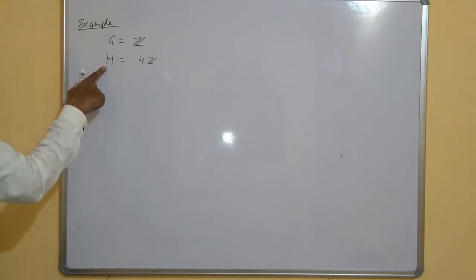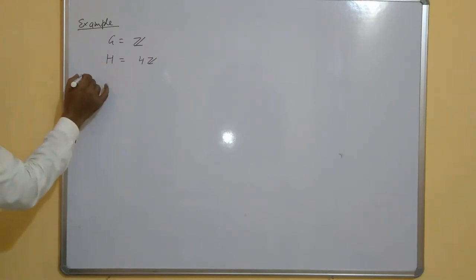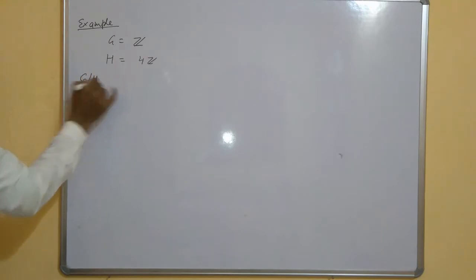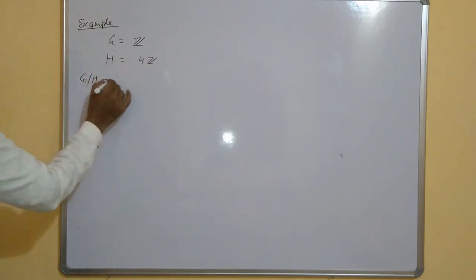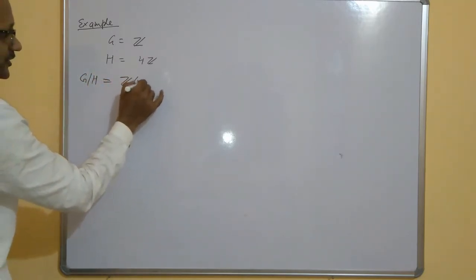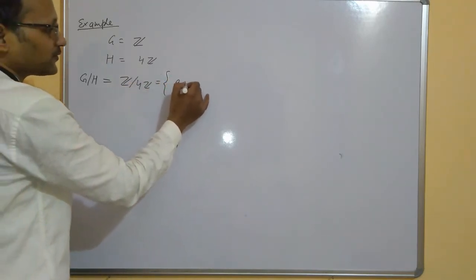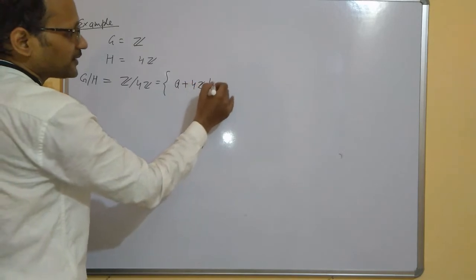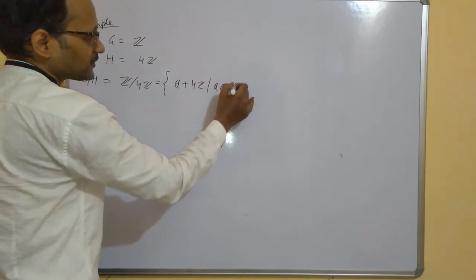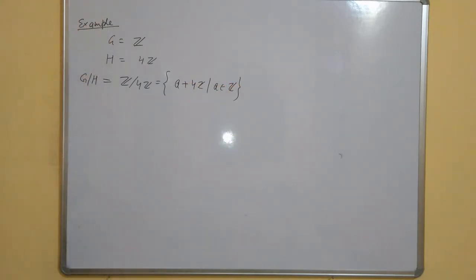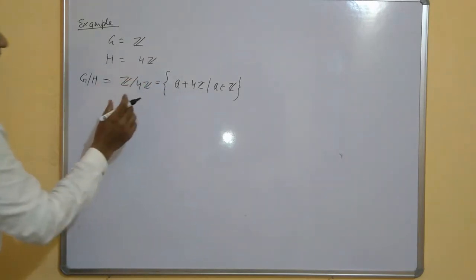So in case of an abelian group, left cosets and right cosets are the same, so we simply write G/H, that is Z upon 4Z, and this will consist of the elements of the form a plus 4Z such that a belongs to Z. This is the set of cosets. So the point is, how many cosets will be there? So let us think over it.